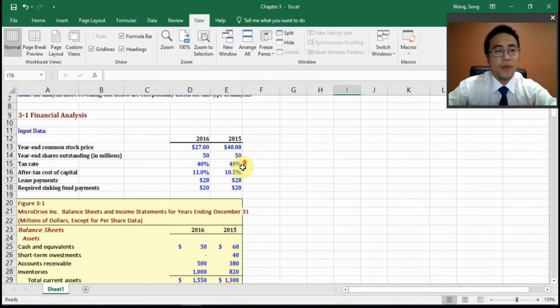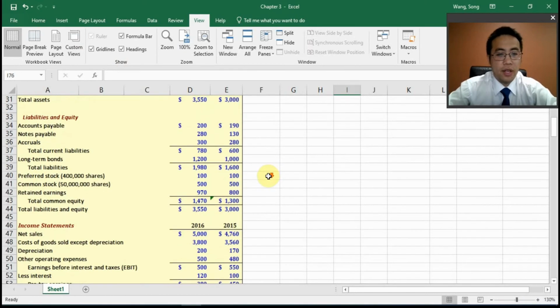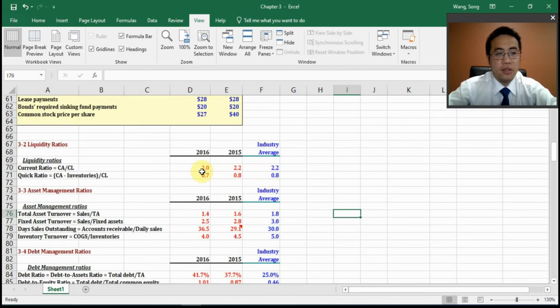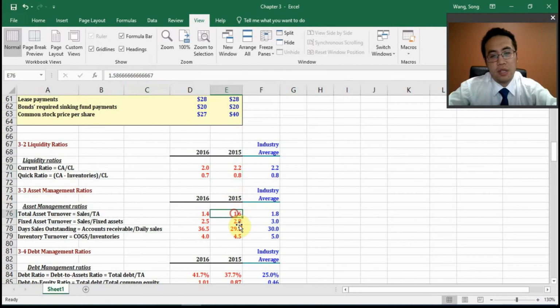So this is the Excel file when I opened up for Chapter 3. Your job is to fill in the formulas for these financial ratios colored in red. Just like this. Now they are just simple numbers. As you can see from the formula bar, there are no Excel formulas, but just numbers. So what I want you guys to know is to do the calculation using Excel.